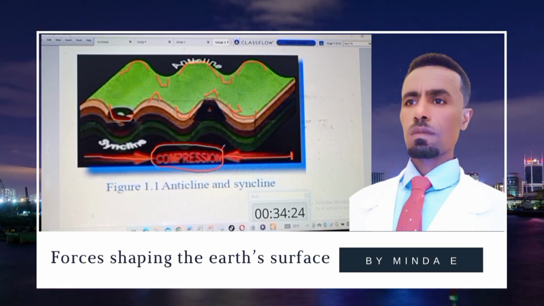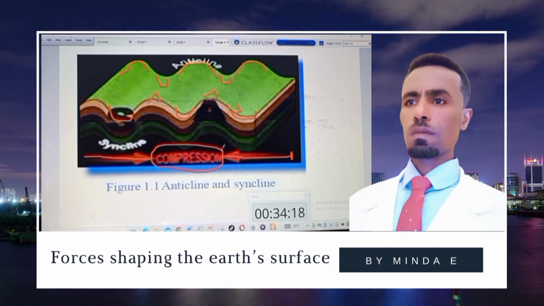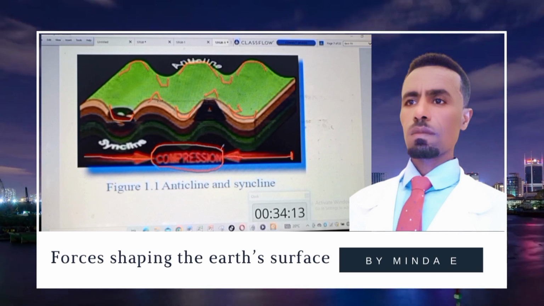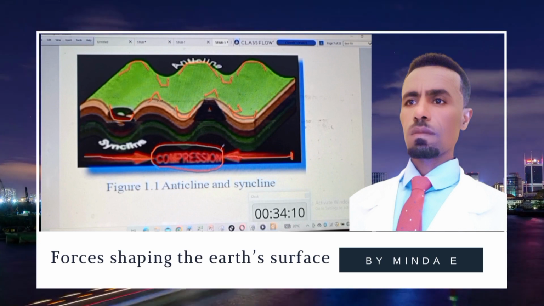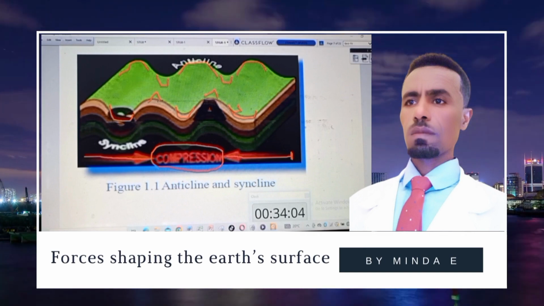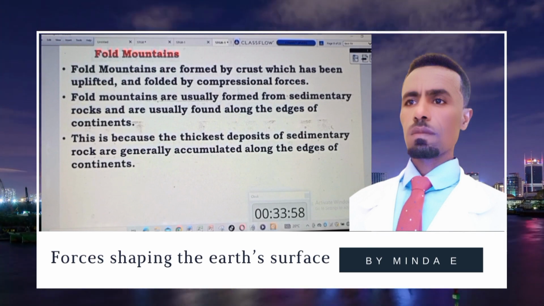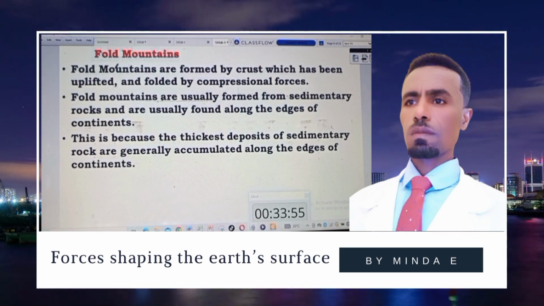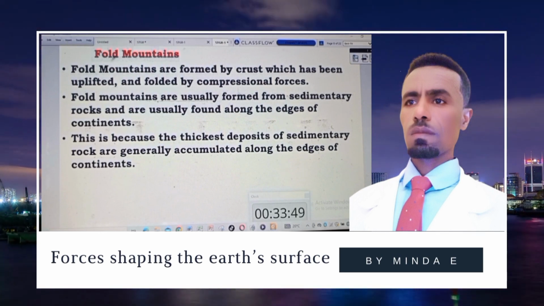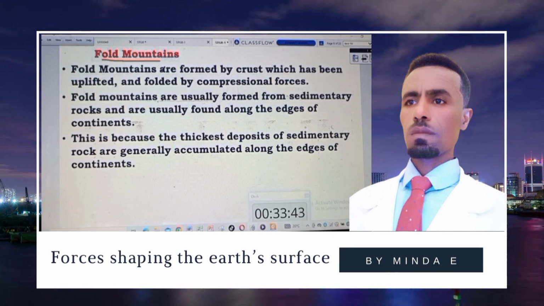So compressional force is formed due to the presence of two different forces, and these two forces are applied on a point and make compression. As I told you before, the outcome of folding is fold mountain. So let us discuss fold mountains.